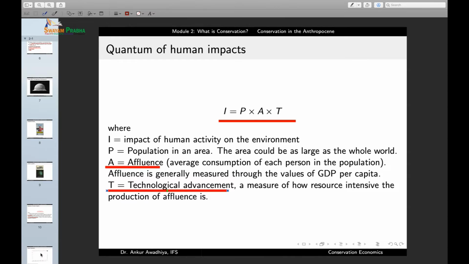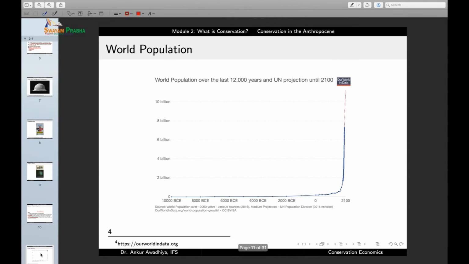Now let us observe how P, A and T have been changing through time. If you look at the world population, we find that for a very long period it was nearly constant. Then it started to increase. And then, roughly around the time of the Industrial Revolution, we see that it has started to rise very quickly. So, this is now the exponential growth of population. And now it is growing at a very fast rate.